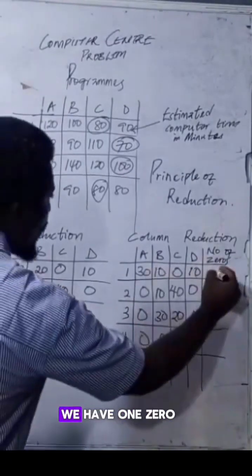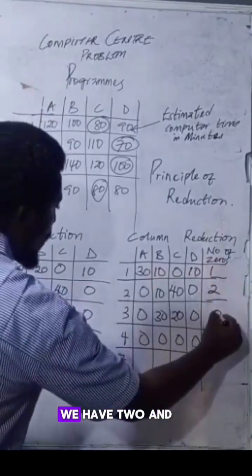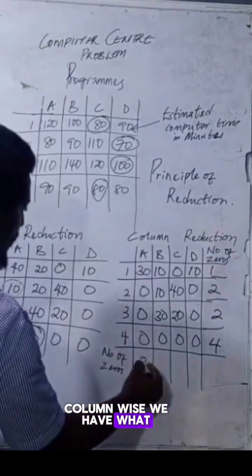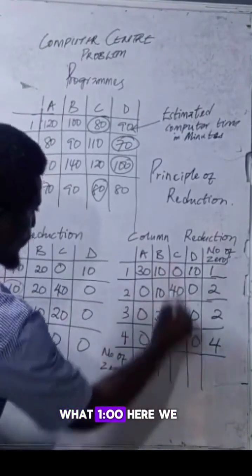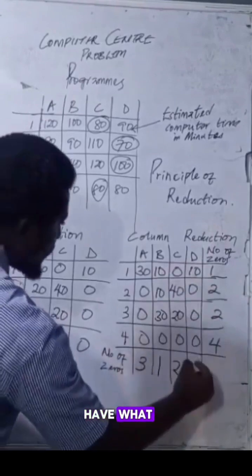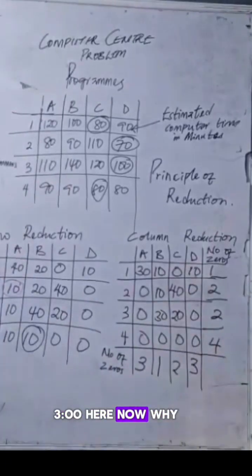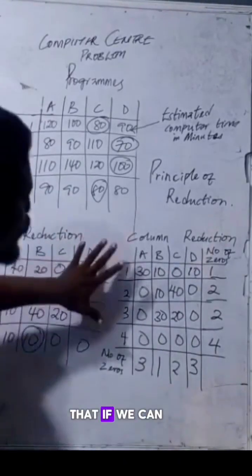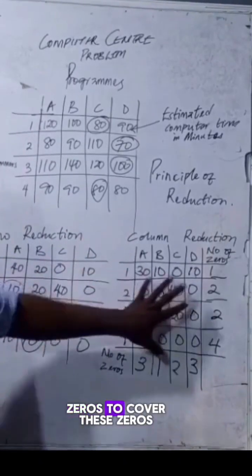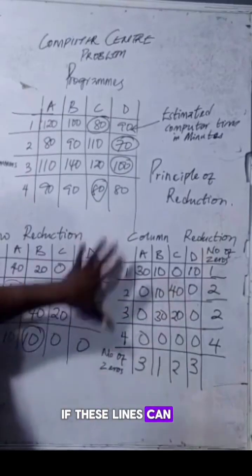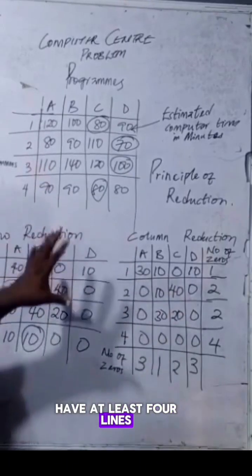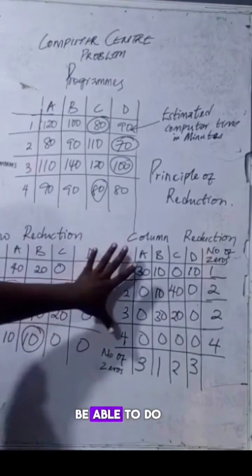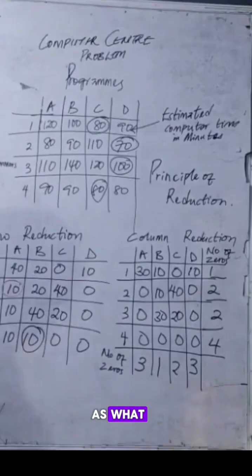On each row we have 1 zero here, we have 2, we have 2, then we have 4 zeros here. Column wise, we have 3 zeros here, 1 zero here, 2, then 3 zeros here. Why are we doing this? The reason is for us to ask ourselves if we can draw lines on these zeros to cover them. If we can have at least 4 lines to cover these zeros, then we should be able to do our allocation as easily as possible.